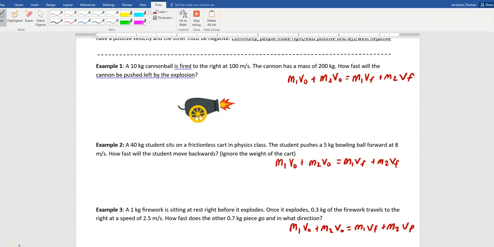Hi class, today you guys are going to learn how to solve for separation or explosion momentum problems. I've got 3 examples here. I'll work through them and then you should be well on your way to solving the rest of the problems for your assignment.